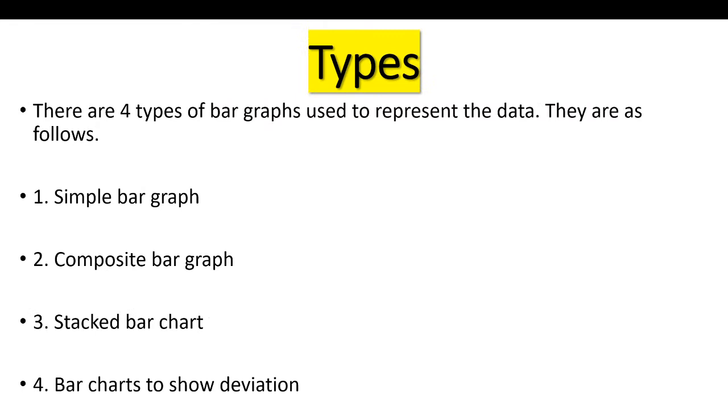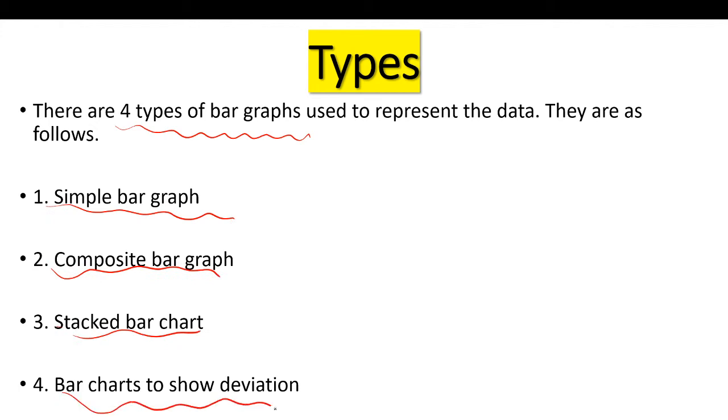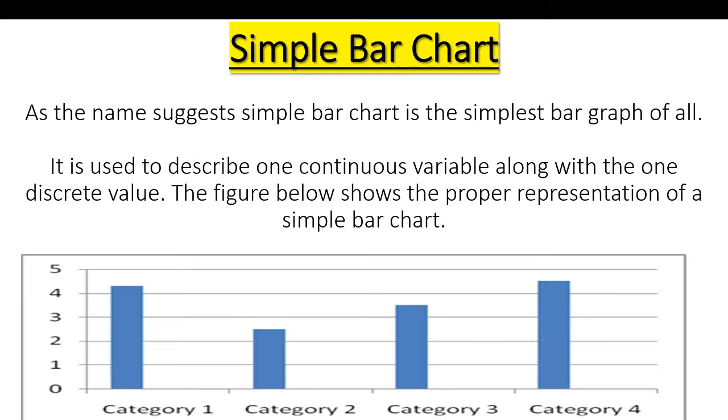So first of all, you need to understand what the basic types of bar graph are, right? For the bar graph, we commonly have four types. The first one is the simple, then composite, then stacked, and the bar graphs to show deviation. So now let's see what those types are.